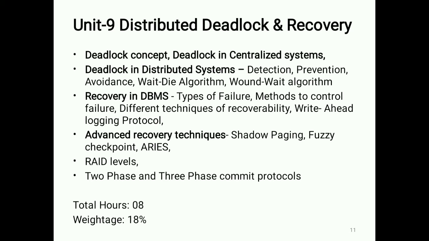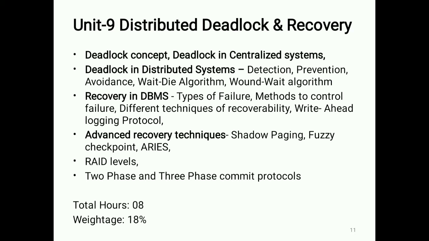Deadlock concept, deadlock in centralized system, then deadlock in distributed system. What do you mean by deadlock? We all know that when processes cannot proceed or work further, at that time we can say that deadlock occurs. So we have to detect it, then take prevention for that, we have to avoid it, and we have to understand the algorithms, wait-die and wound-wait algorithm. They are related to deadlock, but we will discuss and cover them with the distributed system.